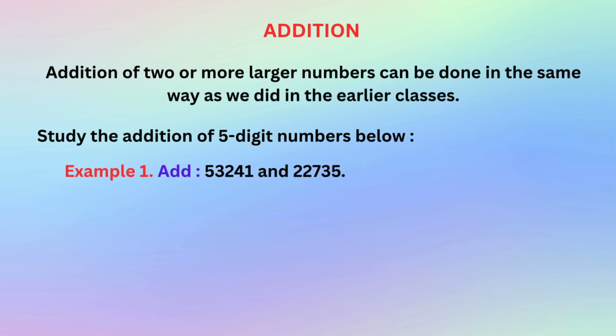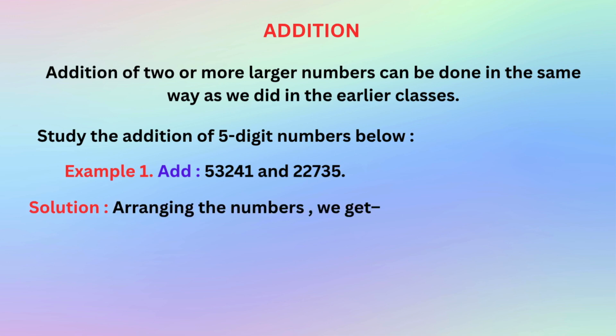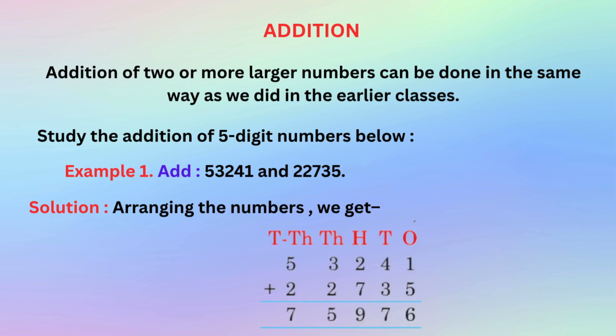Example 1. Add 53,241 and 22,735. Solution. Arranging the numbers, we get 53,241 plus 22,735 equals 75,976.